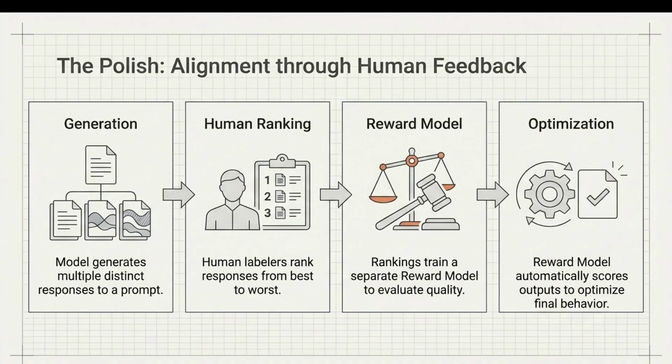The human ranks the responses from best to worst. Reward model: we give rewards based on the rankings from best to worst that the human labeled. The reward model automatically scores the outputs to optimize the final behavior, so that the behavior of the model is optimized based on the reward model. This is the phase where we refine the model.